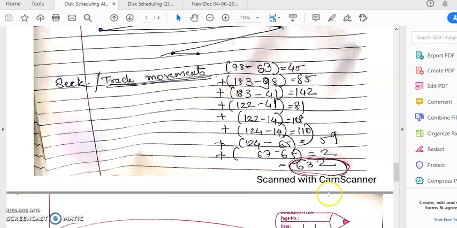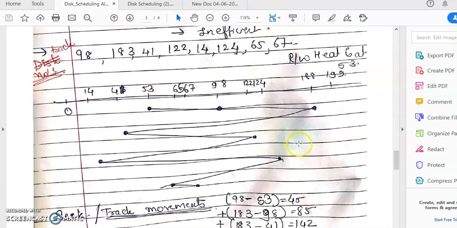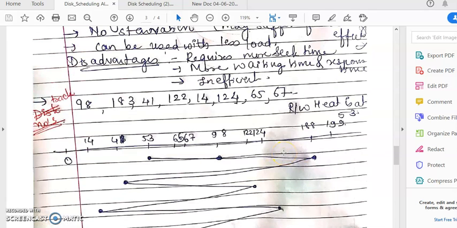Now when we saw the example, we observed that there is a disadvantage when we use FCFS. What was the disadvantage? If you see, after 122, when we had track 122, we would have gone to 124 and then to 14. But just because after 122 the request 14 came, we went to 14 and then 124 was covered.